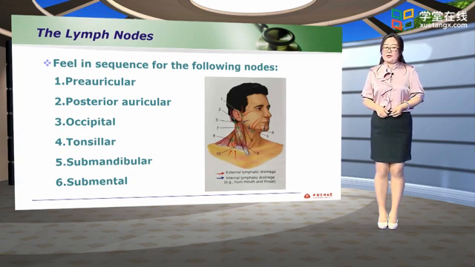We find the preauricular in front of the ear and the posterior auricular behind the ear. The occipital is at the base of the skull posteriorly, and the tonsillar is found at the angle of the mandible. Submandibular is in the middle between the angle and the tip of the mandible, and submental is behind the tip of the mandible.